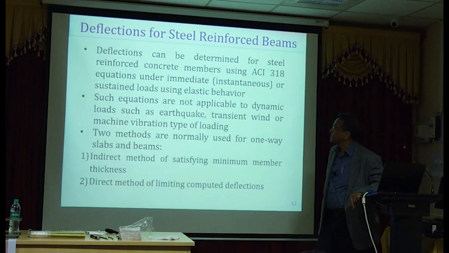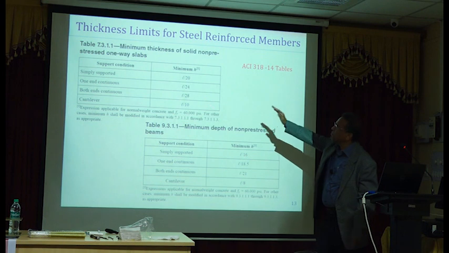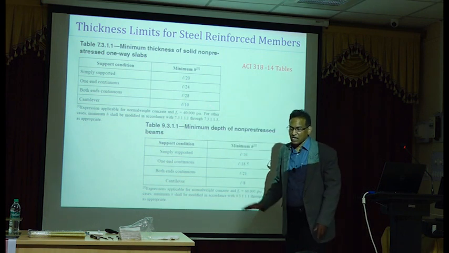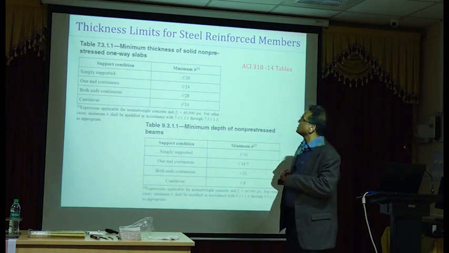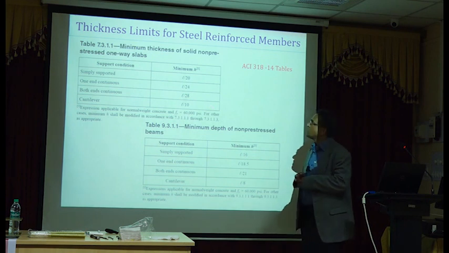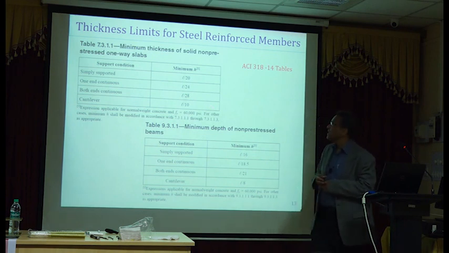concrete members. Okay? And those tables in ACI look like this. So, minimum thickness for solid non-pre-stressed one-way slabs.